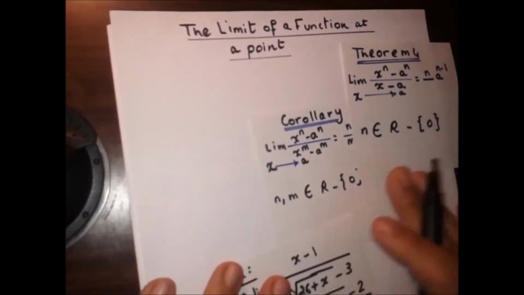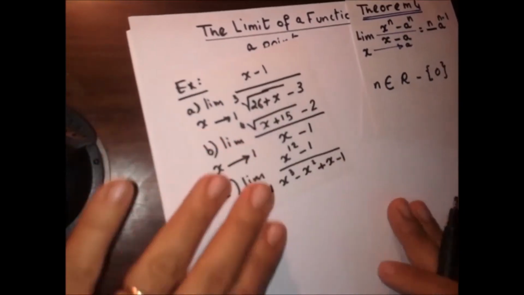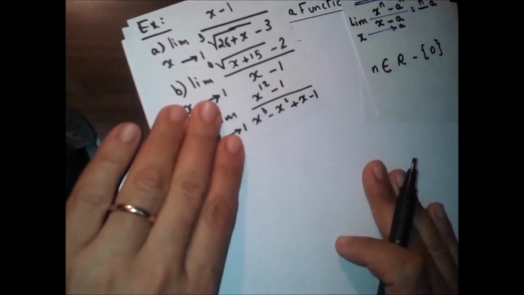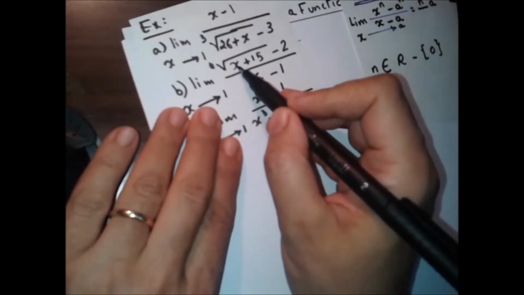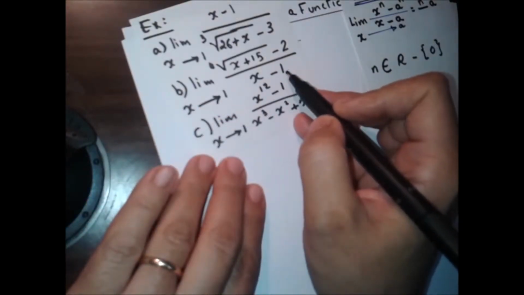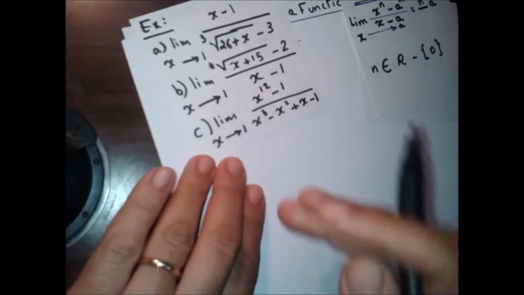Let's go to more exercises. Let's start with this one. We want to find the limit of the fourth root of x plus 15, minus 2, over x minus 1, as x tends to 1.